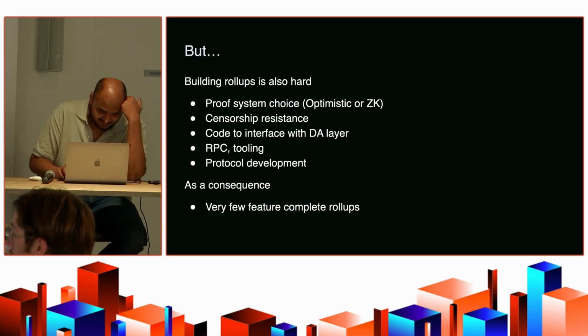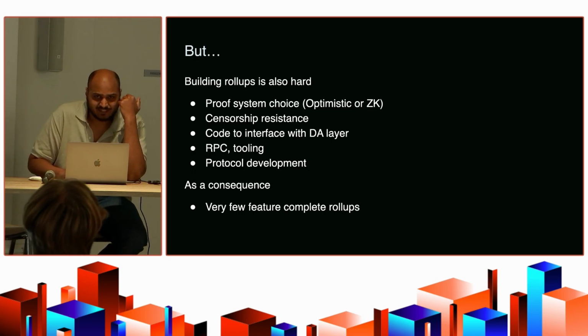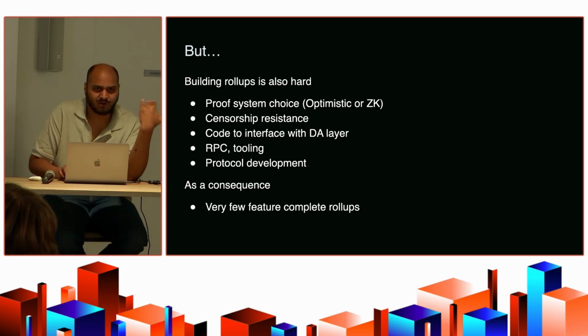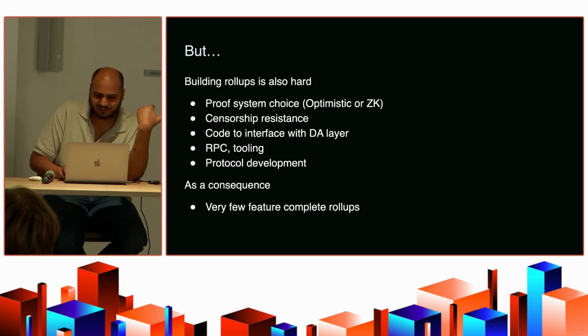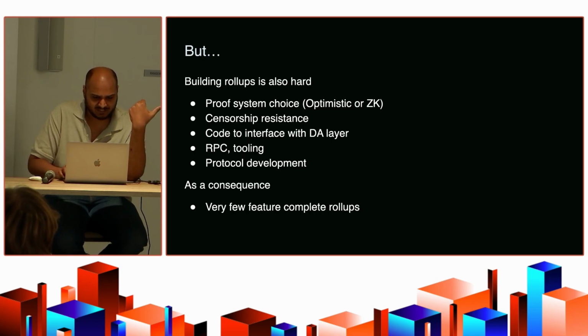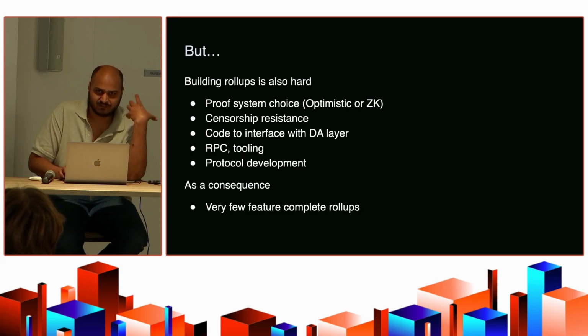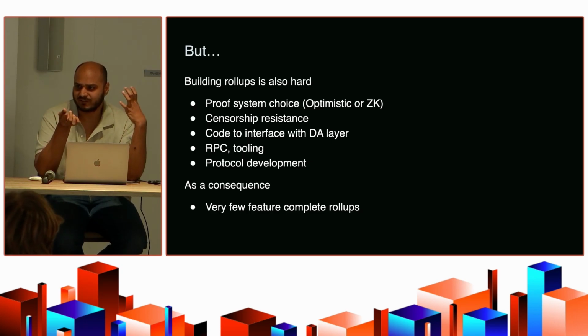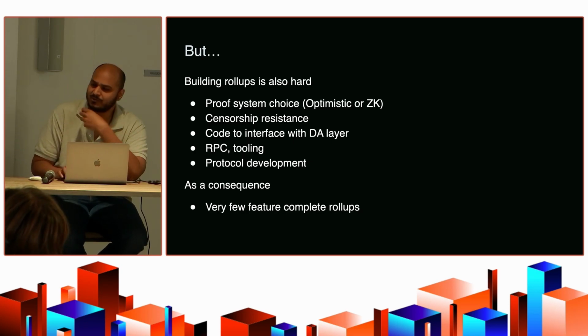But this is the core of the problem, right? Even building rollups is actually hard. It solves a lot of the problems, but the effort involved in building a rollup is not trivial. You have to make a choice about the proof system. Okay, am I going to be an optimistic rollup? How is my finality determined? How are nodes going to consider something final? Is it optimistic, or are they going to wait for proofs?